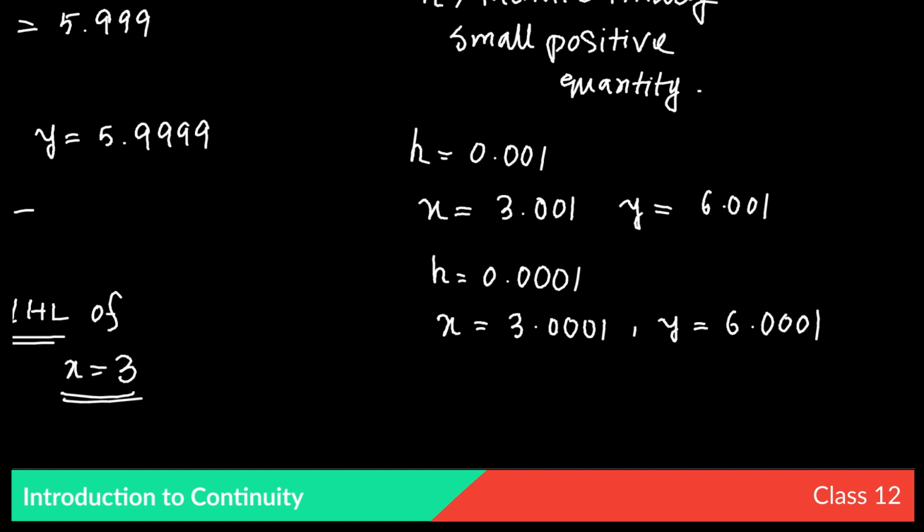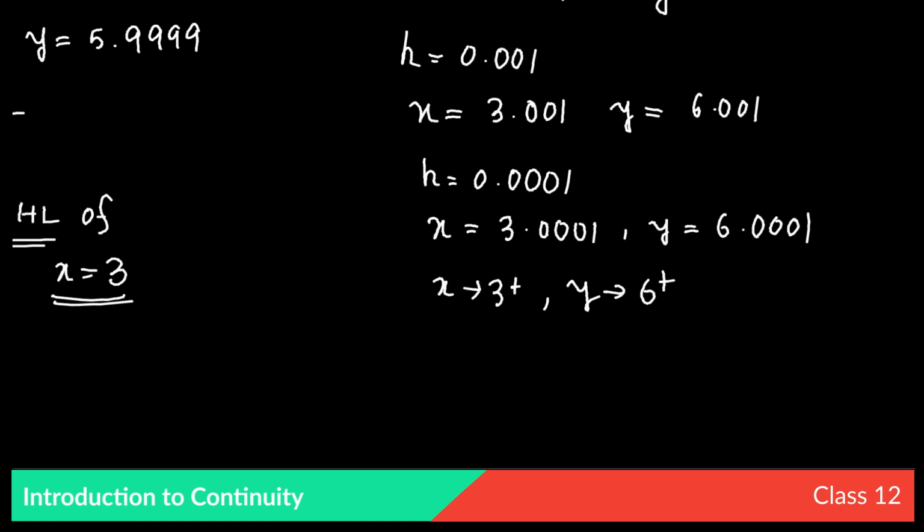Okay, so we are observing that when the sequence of values of x is approaching 3 plus, the sequence of values of y is approaching 6 plus. So you can write that when x is tending towards 3 plus, y is tending towards 6 plus. You can see from this that when h is 0.001, x is 3.001, and correspondingly the value of y is 6.001. When h is 0.0001, x is 3.0001, and the corresponding value of y is 6.0001.